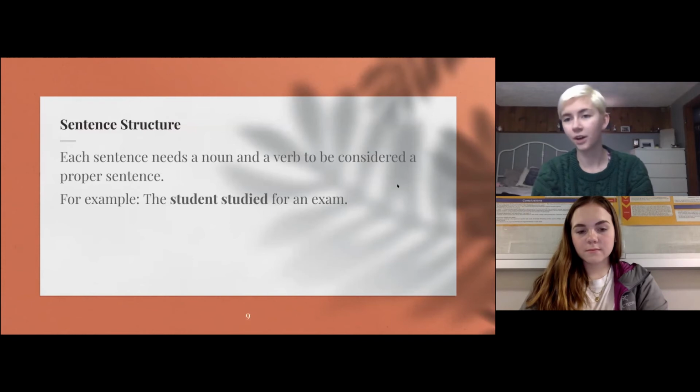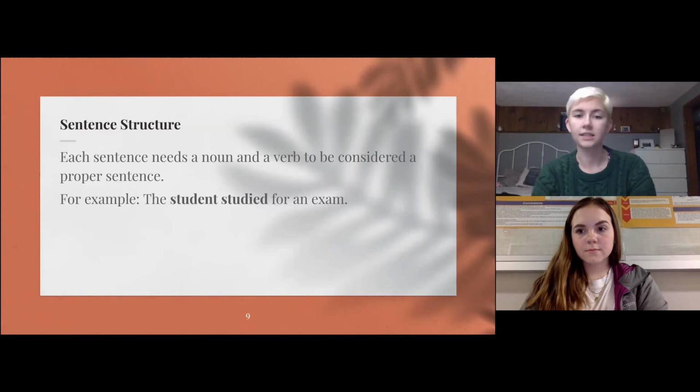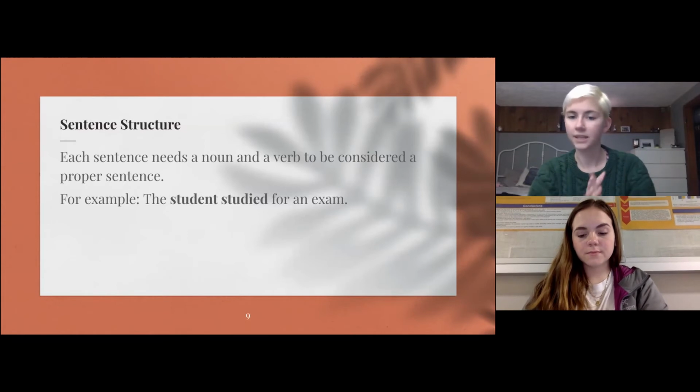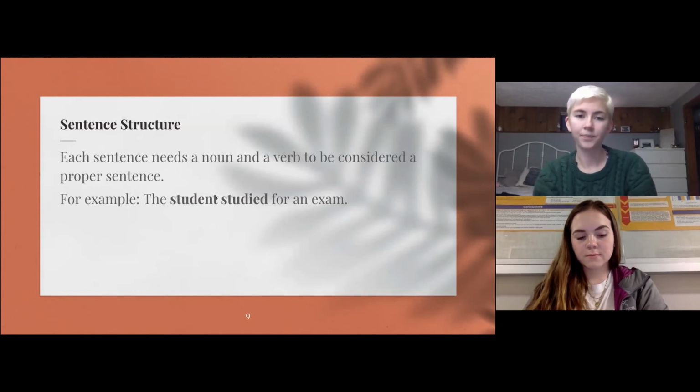So first of all, sentence structure. The most basic thing that professors are going to be looking at is your sentence structure. Each sentence needs a noun and a verb to be considered a proper sentence. So, a basic sentence: the student studied for an exam. The noun is the student, studied is the verb. This is a complete sentence.